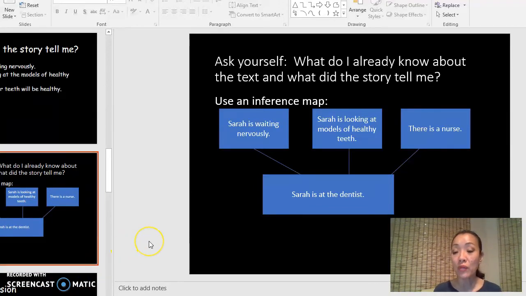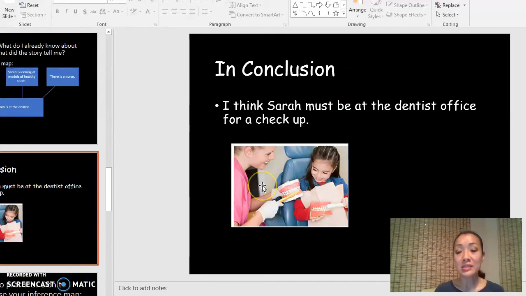I'm going to use an inference map. My first clue is Sarah is waiting nervously. My second clue, Sarah's looking at models of healthy teeth. My third clue, there is a nurse. So in conclusion, I'm going to make a smart guess. Sarah is at the dentist. I think Sarah must be at the dentist's office for a checkup.